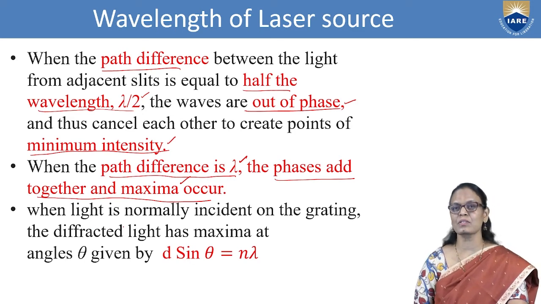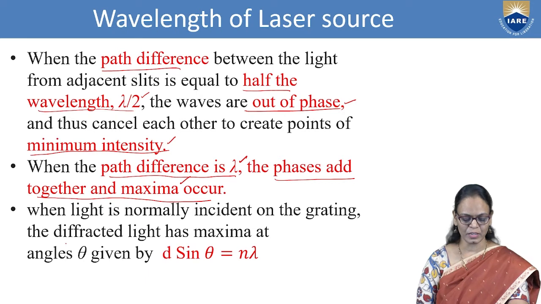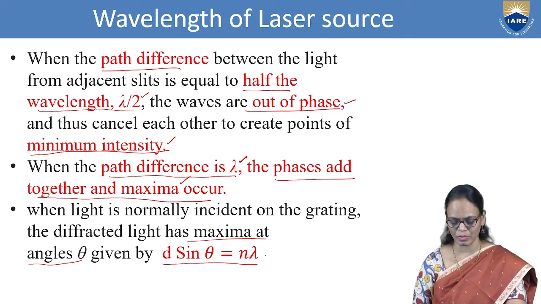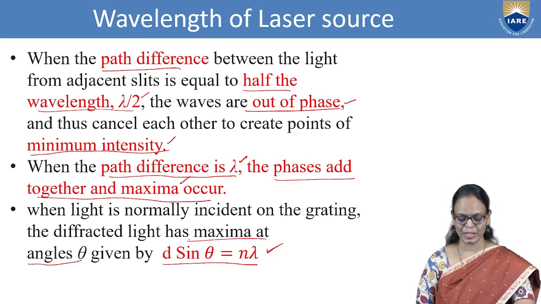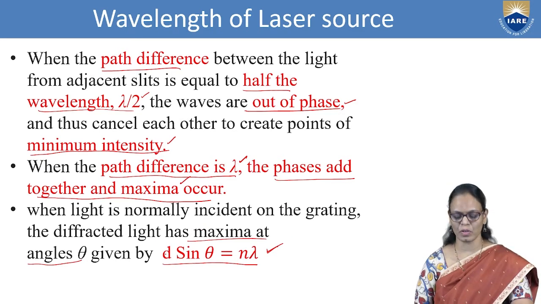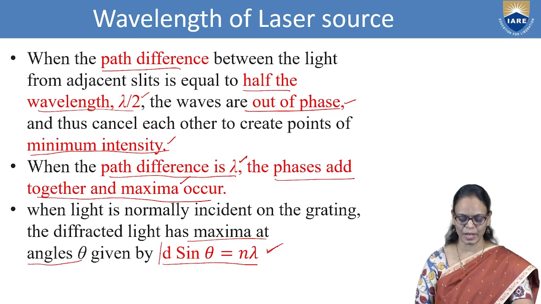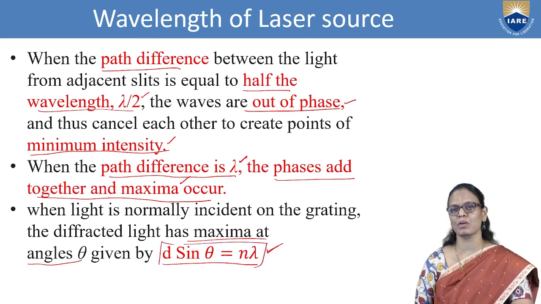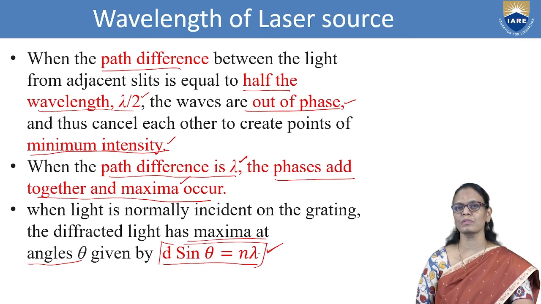Now, when light is normally incident on the grating, the diffracted light has maxima at angles theta given by the relation d sin theta = n lambda. So, at the central point where the rays are incident normally, we have a maximum, and the maxima are governed by this relation, which we call the grating equation, d sin theta = n lambda.